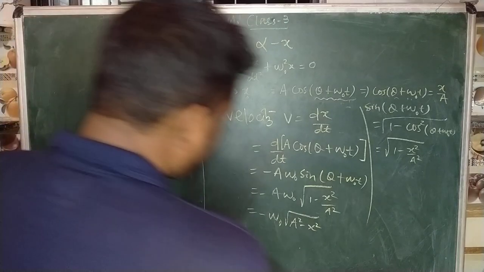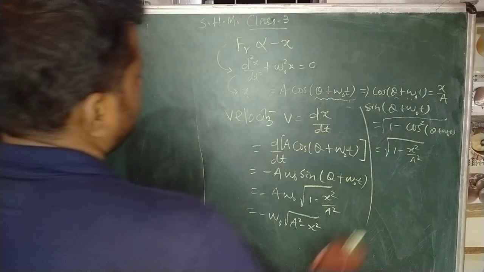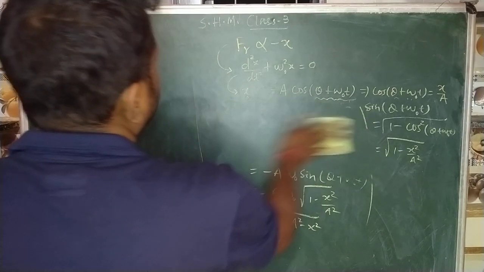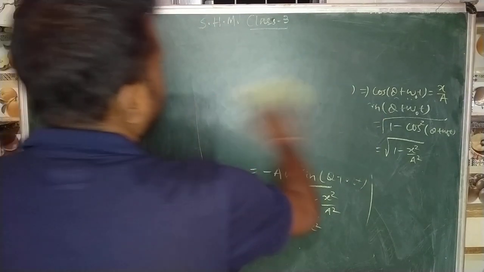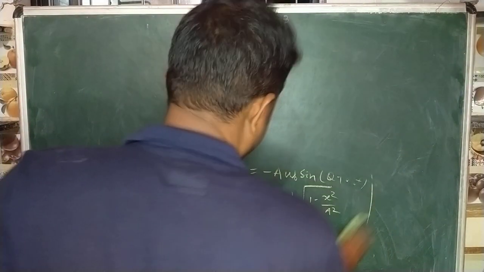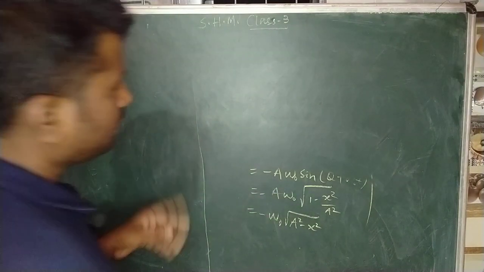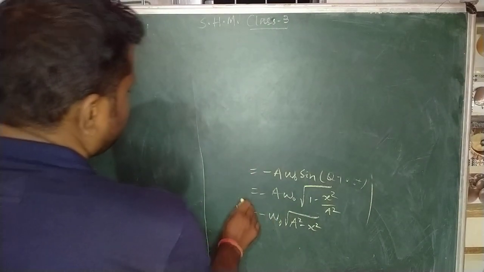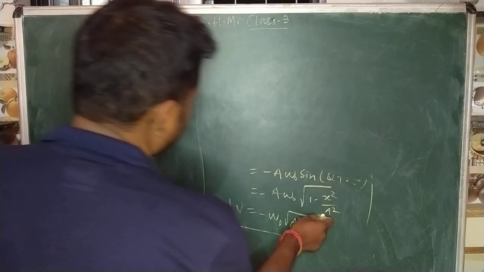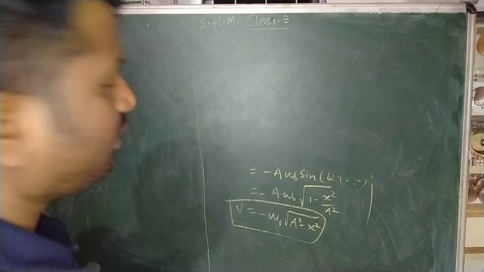Let's try to find the velocity of the oscillator at different positions. Basically, two positions are very important. This is our velocity expression: minus omega naught square root of A squared minus x squared.